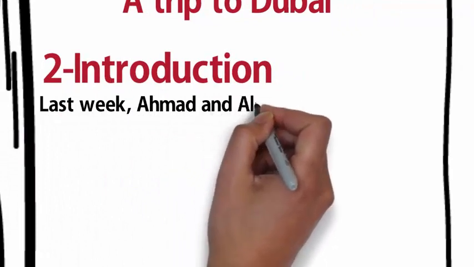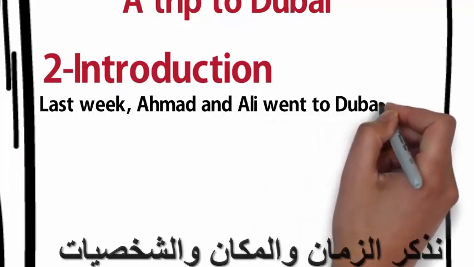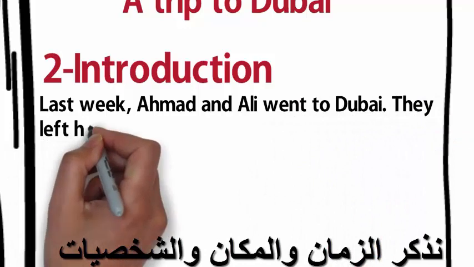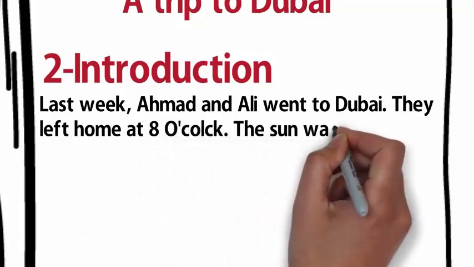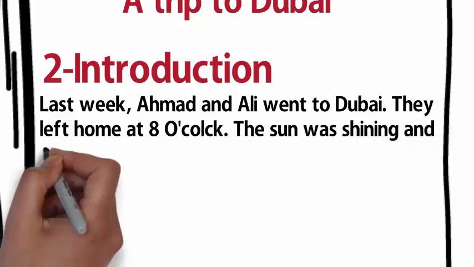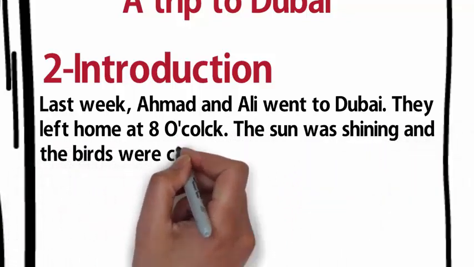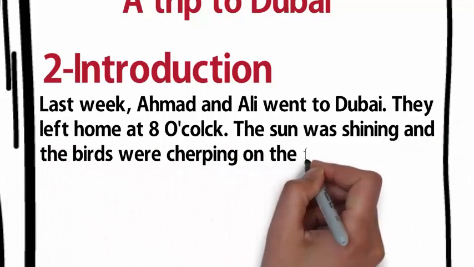In the beginning of the story, we normally write the time, the place, the characters, and sometimes the atmosphere, like last week, Ahmed and Ali went to Dubai. They left home at 8 o'clock. The sun was shining and the birds were chirping. Chirping means singing on the trees. So this could be a very short beginning, but it's a good one, I think.